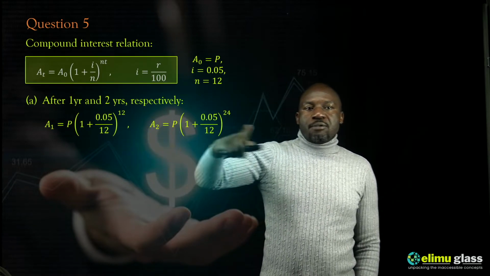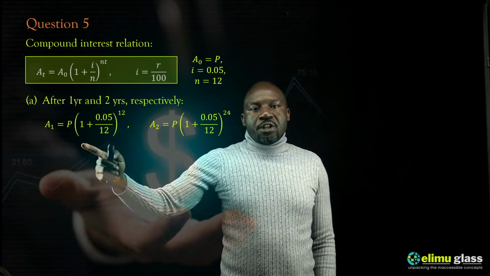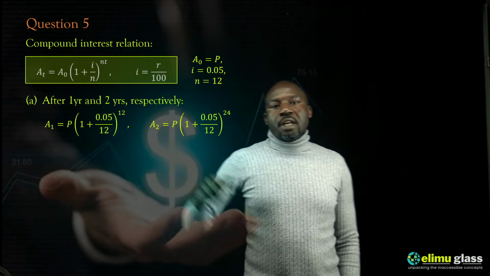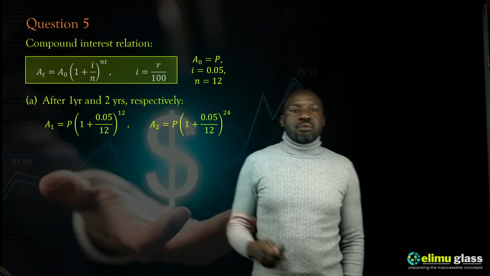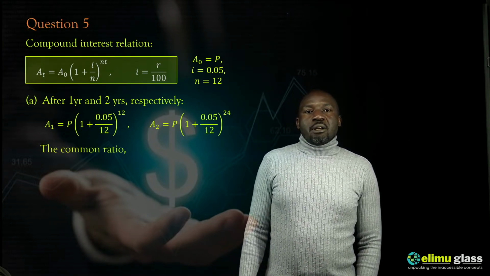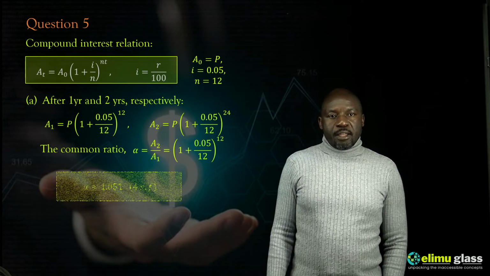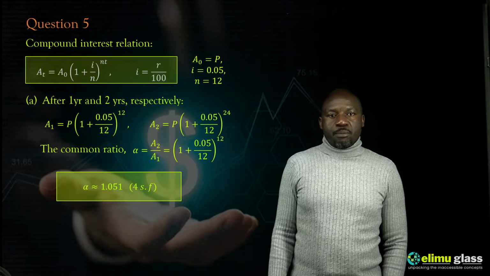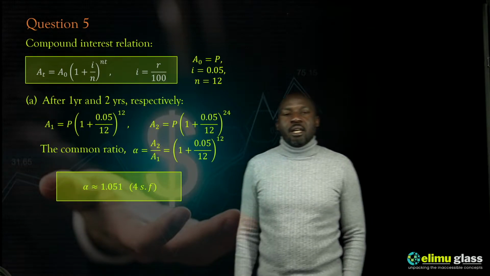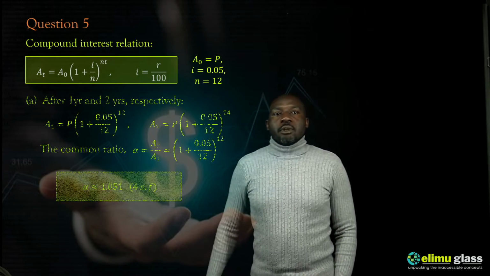So if this trend follows a geometric sequence, then by the geometric rule, the common ratio is the next value divided by the current value. So A2 divided by A1, or U(n+1) over U(n), is the common ratio. If we work that out quickly, I think that was about 1.051, something like that. So this is the value to 4 significant figures when you work this out. Okay.